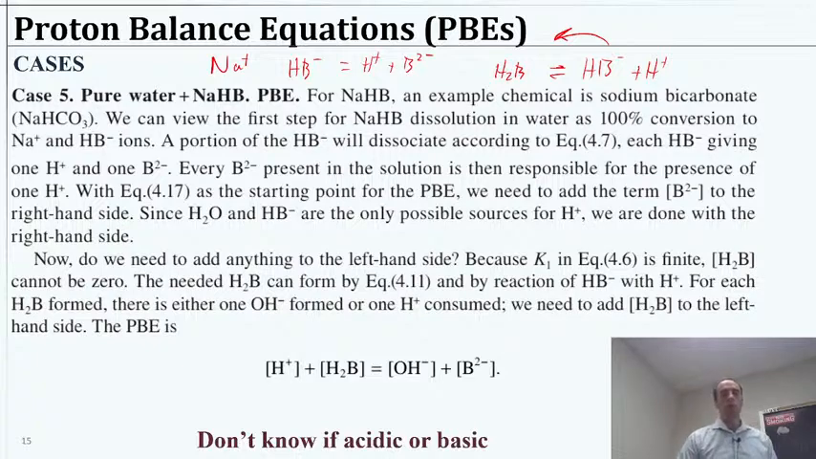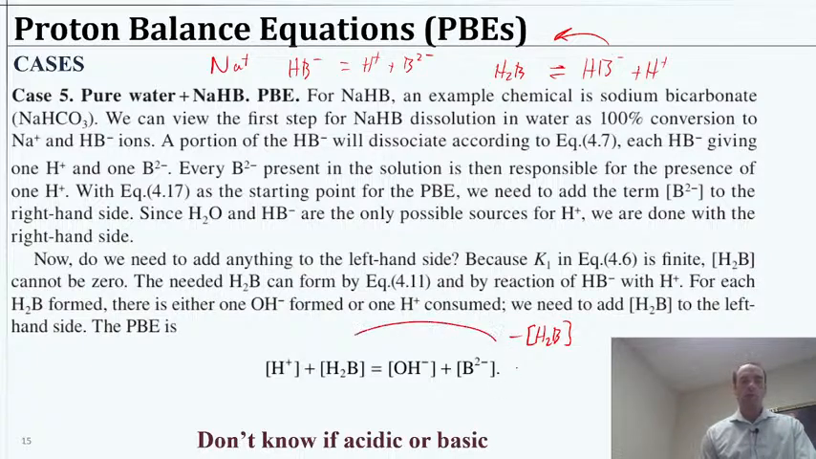So maybe one way we could reasonably write this is put a minus H2B on the left side, and then we add it to both sides to get rid of the minus and put it on the other side. Right? So we can actually look at it that either way and it works just fine. So, does that make sense?